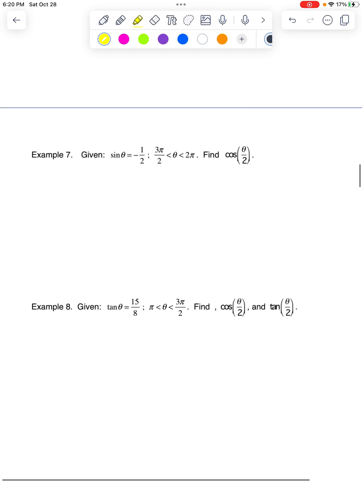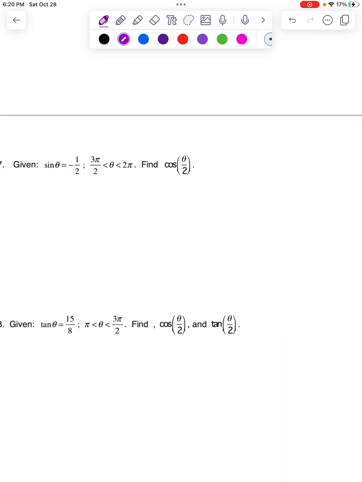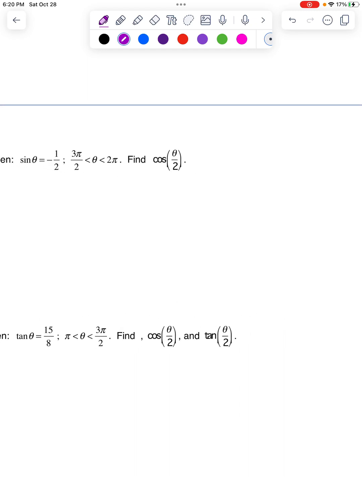Example 7. It says, given that sine of theta is equal to negative 1/2, and theta is in between 3 pi over 2 and 2 pi, it's asking us to find the half angle of cosine. So I'm going to go ahead and draw my triangle. It says right here we are dealing with quadrant 4. So we are in quadrant 4. There's my triangle. Here's theta.